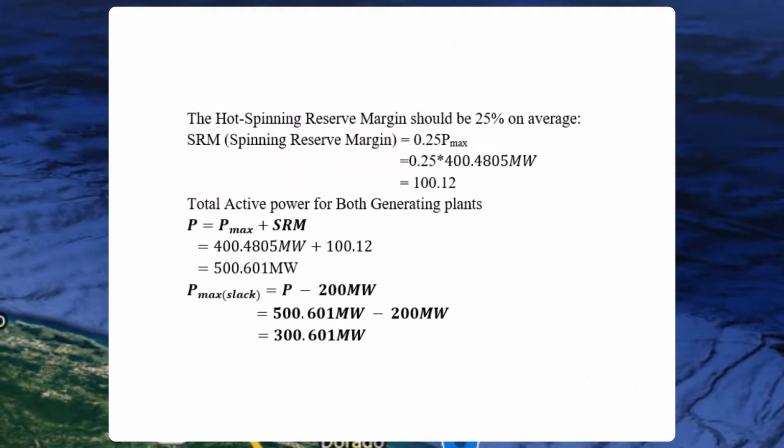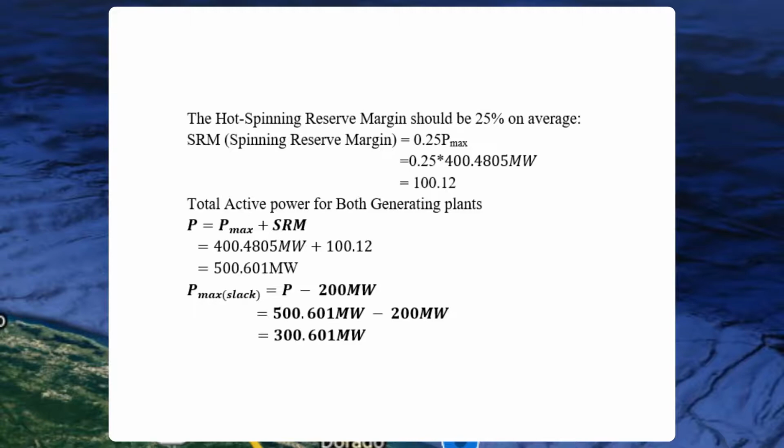One of the constraints I found involved a hot spinning reserve margin being 25% on average. What this is saying is that in the scenario of an excess load being demanded by the system, the generating unit should be able to supply at least 25% of the normal amount of power that it would normally generate. The calculation shows that both units combined should be able to provide an excess of 100.12 megawatts given any scenario which would cause an excess demand of the system.